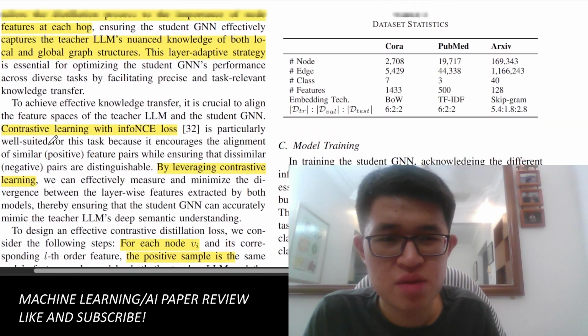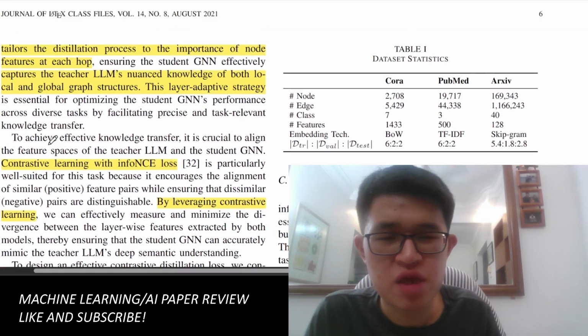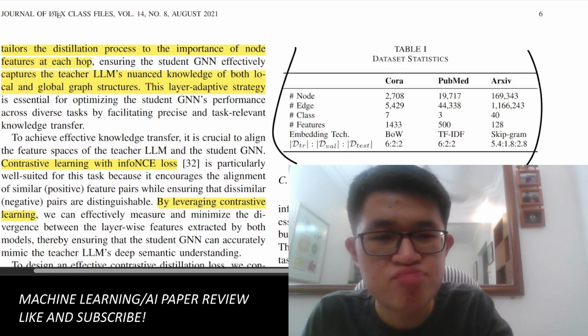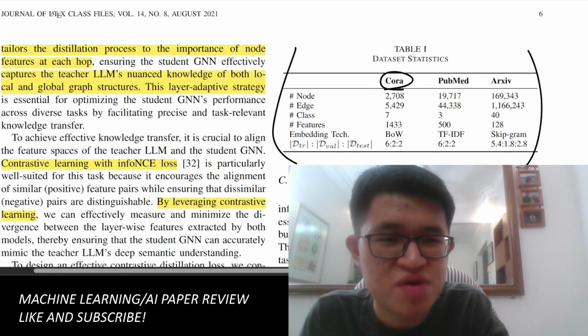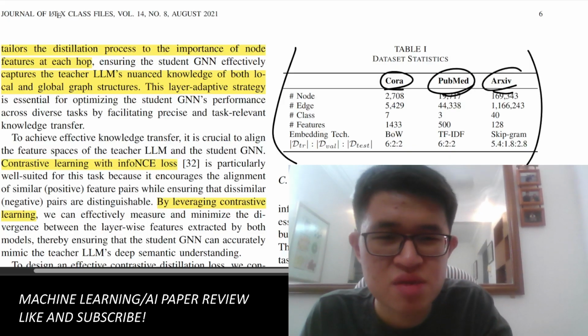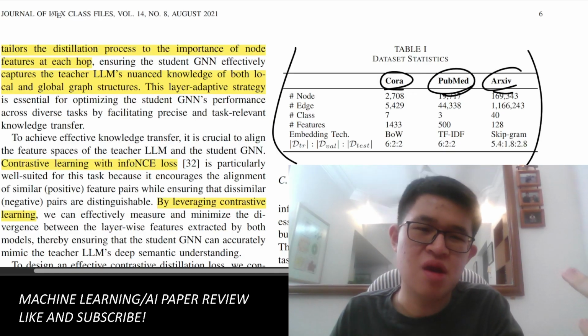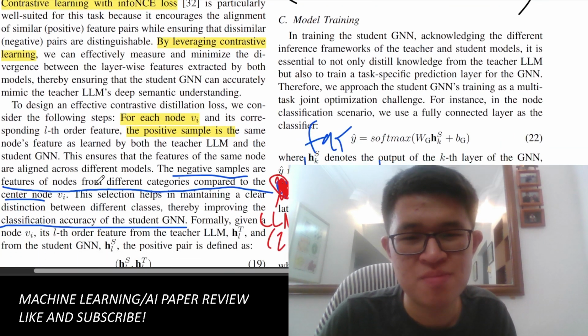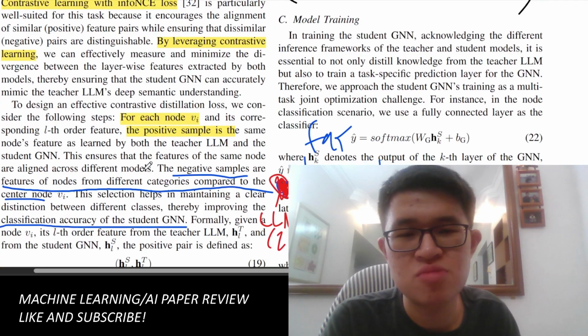All right. And then they describe what kind of data they're going to use. It's not much, but it's all right. Just Cora, PubMed, and arXiv graphs. I mean, that's pretty much standard. Okay, so model training.